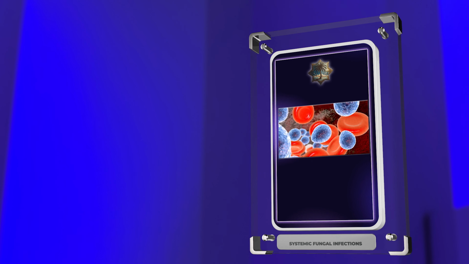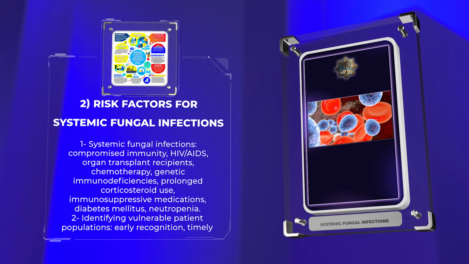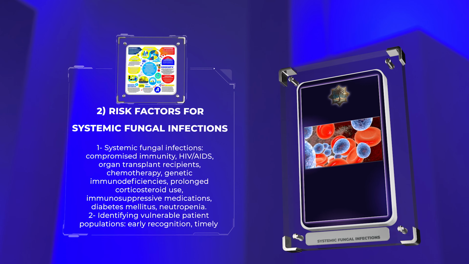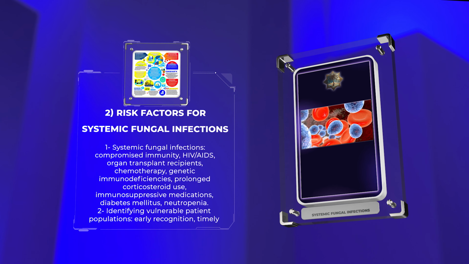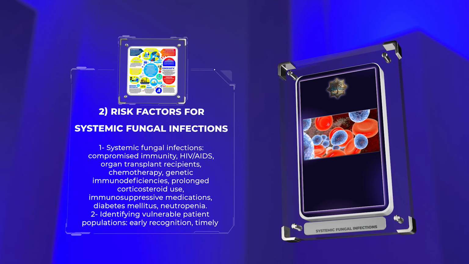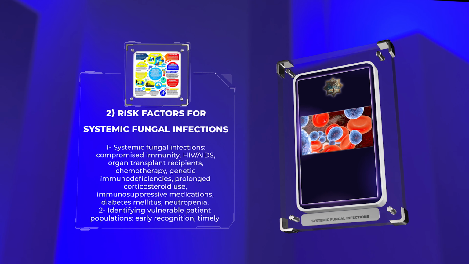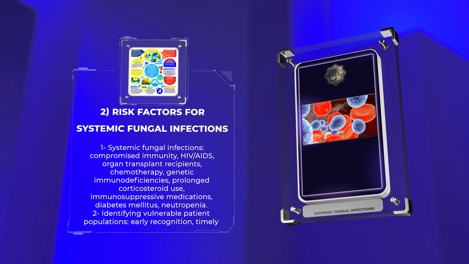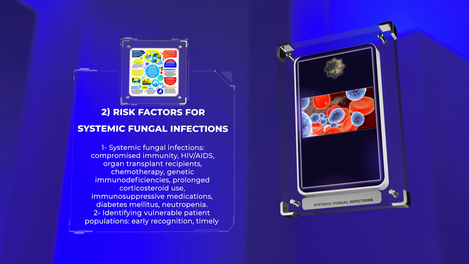Systemic fungal infections primarily affect individuals with compromised immunity, such as those with HIV/AIDS, organ transplant recipients, patients undergoing chemotherapy, and those with genetic immunodeficiencies. Other significant risk factors include prolonged corticosteroid use or immunosuppressive medications, diabetes mellitus, and neutropenia. Identifying these vulnerable patient populations is essential for early recognition, timely intervention, and prevention of systemic fungal infections.